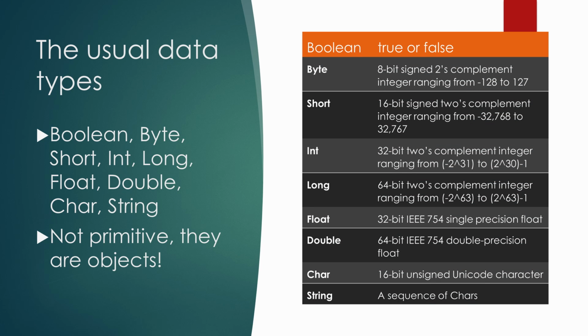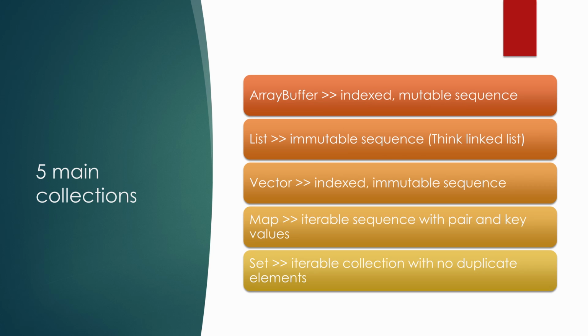Scala has the standard numeric data types one expects from programming languages: Boolean, byte, short, int, long, float, double, char, string. In Scala, these data types are not primitive and are instead objects. The table below lists the data types and what can be contained in them. Scala has 5 main collection classes that are commonly used. An array buffer is an indexed mutable sequence, a list is a linear immutable sequence, a vector is an indexed immutable sequence, a map is an iterable sequence that consists of key-value pairs, a set is an iterable collection with no duplicate elements, and both the map and set classes come in mutable and immutable versions.